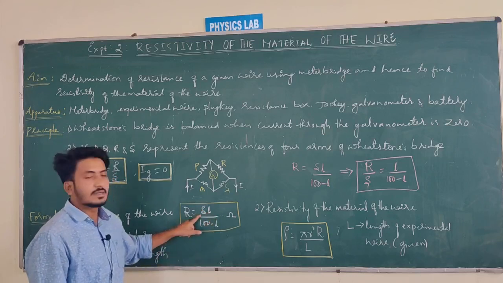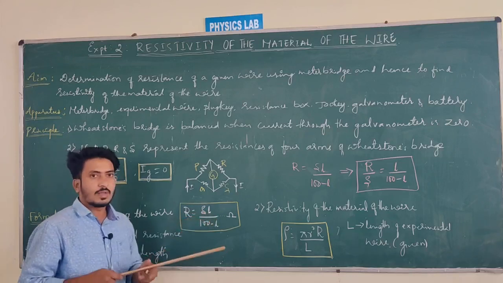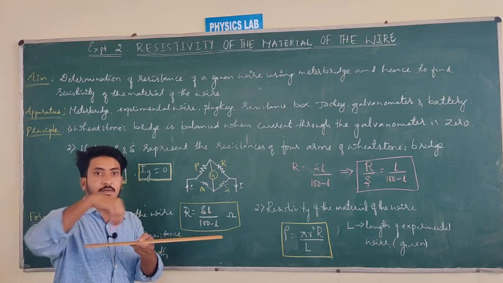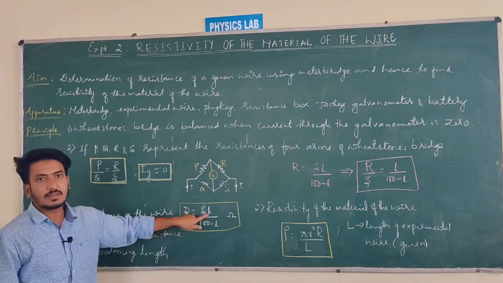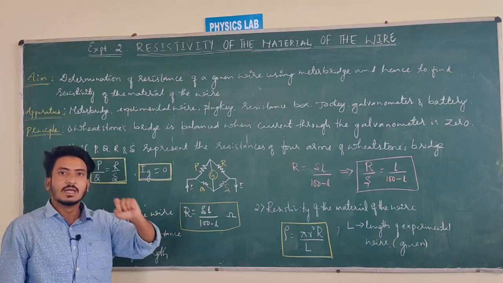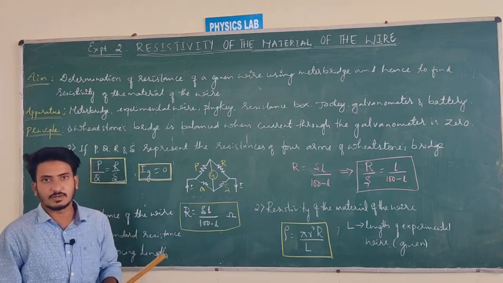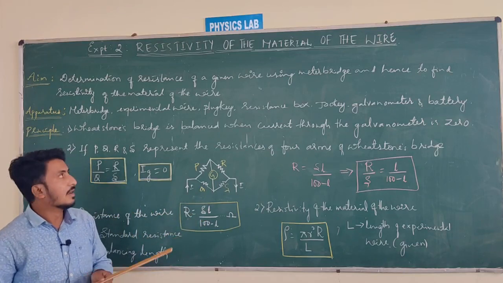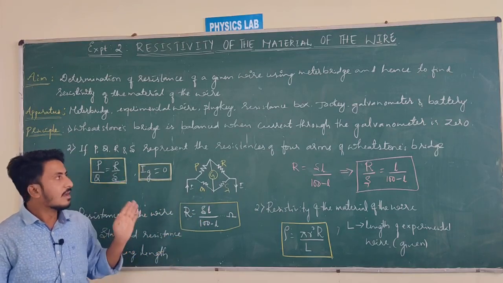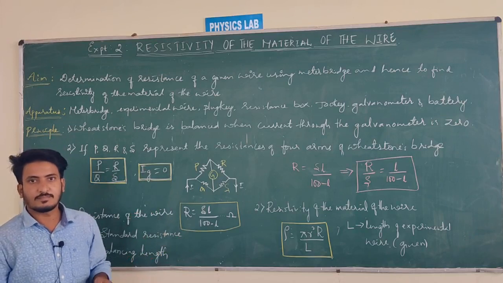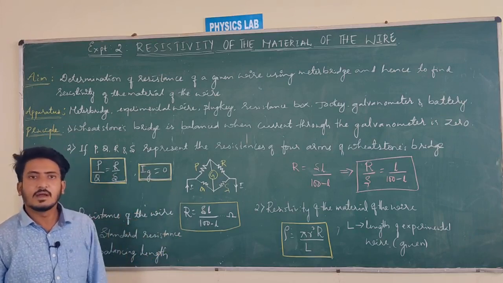By removing certain resistance from the box and moving the pointer or jockey on the meter bridge, you will get the balancing length L. What is that balancing length? It is the length of the meter bridge at which the galvanometer is showing zero deflection. Okay, so this is all about the resistivity of the material of the wire. Now we will proceed with the procedure, followed by a demo of the experiment.